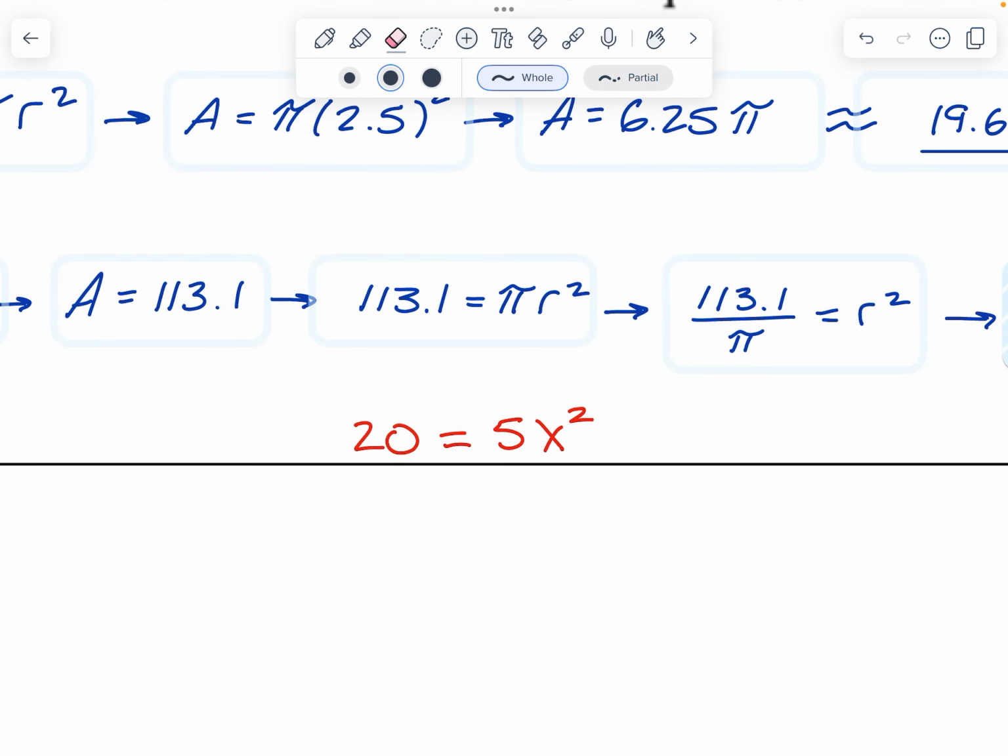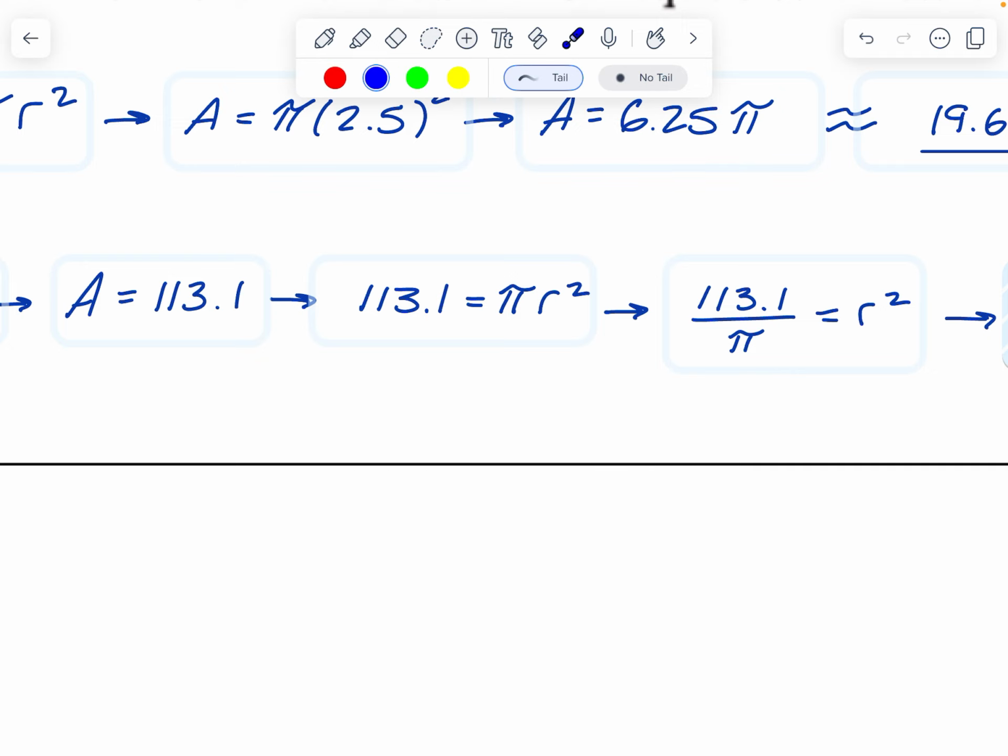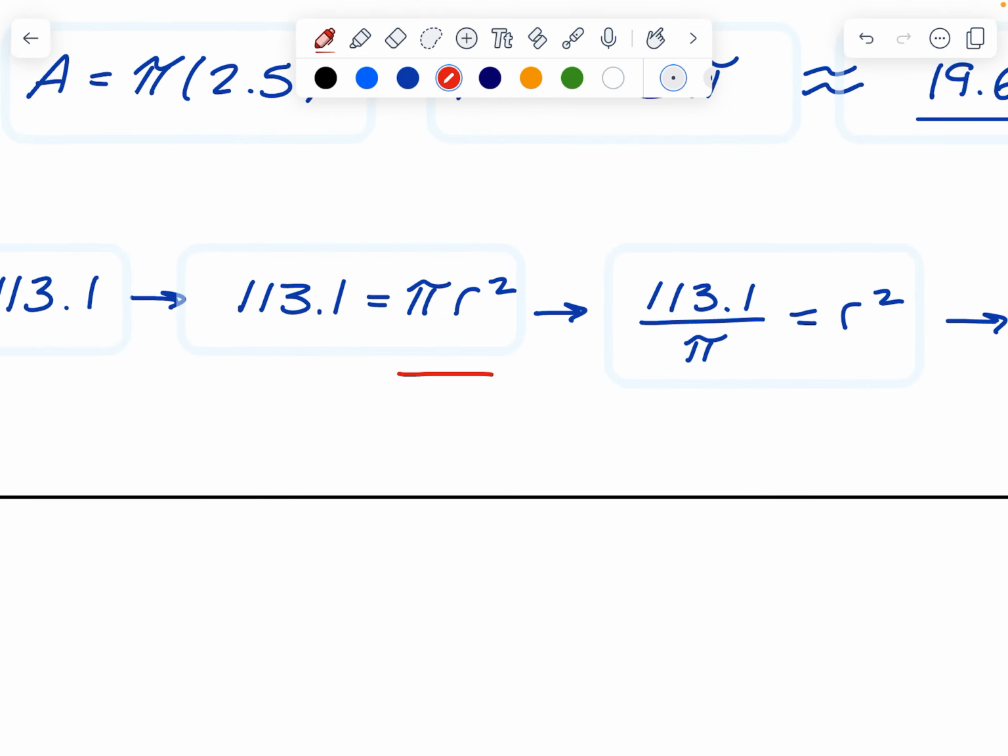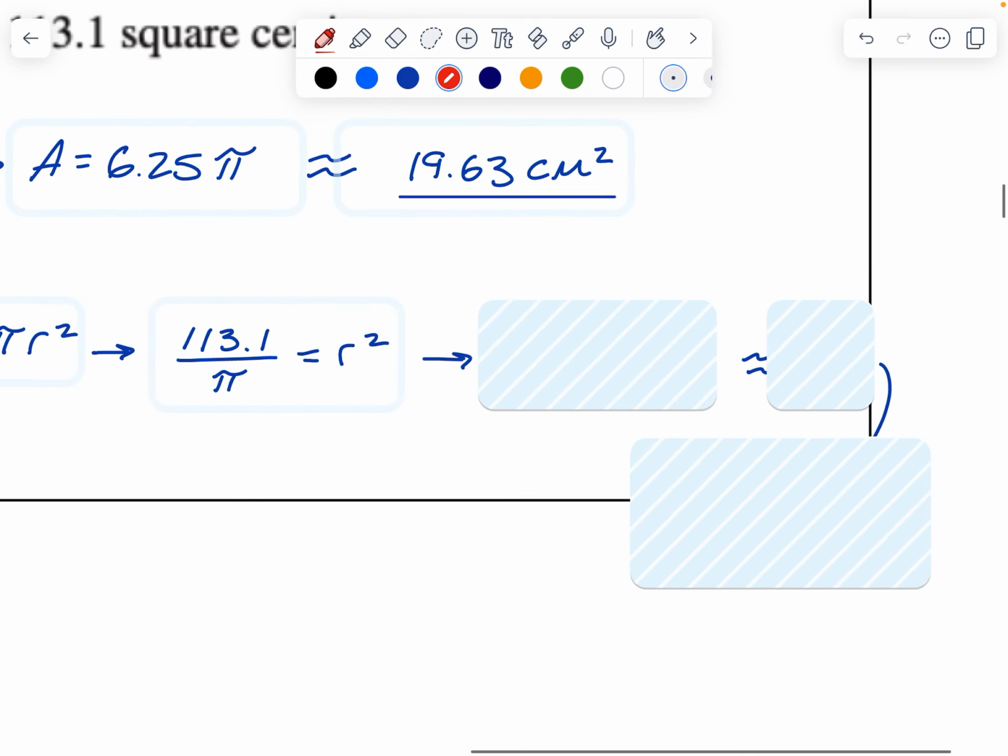So my first step, as it would be here, would be to divide both sides by 5. Or in this case, divide both sides by pi. Divided by pi, divided by pi. Goes away on that side, and I'm just left with r squared. 113.1 divided by pi is equal to r squared.